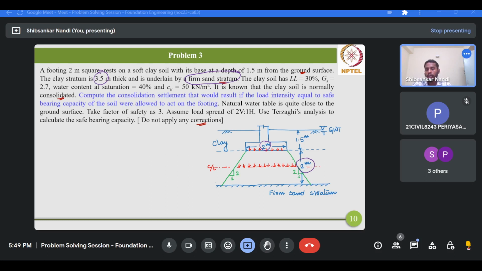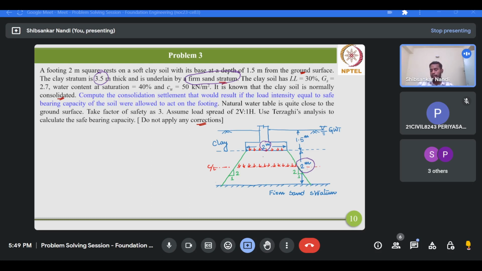That means the intensity of loading is not directly given to you. First you have to calculate the safe bearing capacity of the footing or of the soil mass, then apply that load intensity at the foundation level, and due to the application of this load you have to calculate the consolidation settlement.